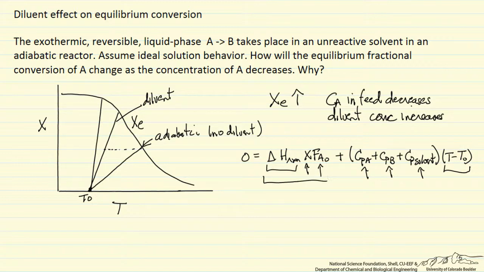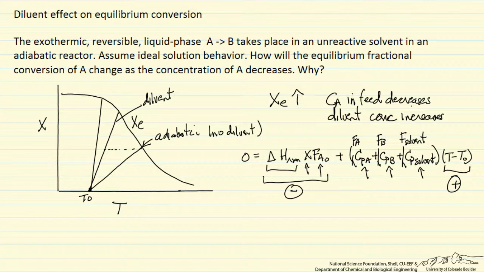And we should check the signs. This is an exothermic reaction. This term is going to be negative. This term is going to be positive. Temperature goes up, so everything is consistent. And we can see as we increase the amount of solvent, because for this equation to be correct, we have to add the flow rate of A, the flow rate of B, and the flow rate of solvent into the equation. And as we increase the flow rate of solvent, then we decrease the temperature increase due to reaction.